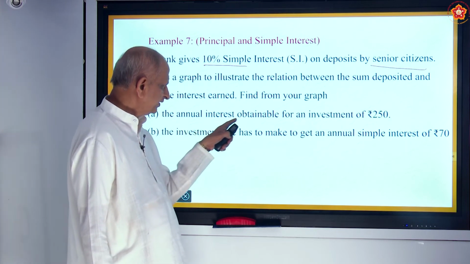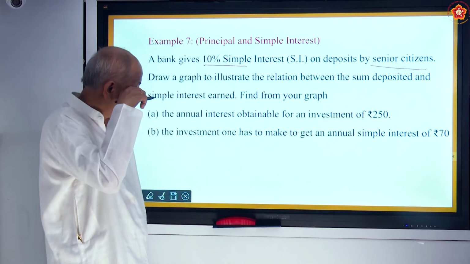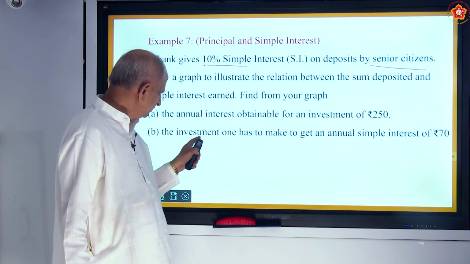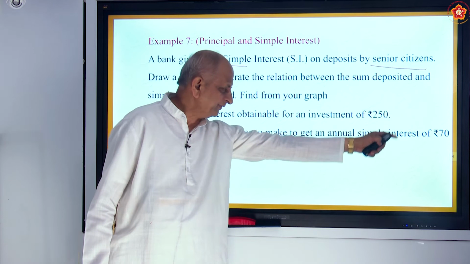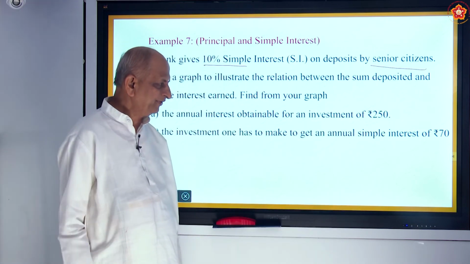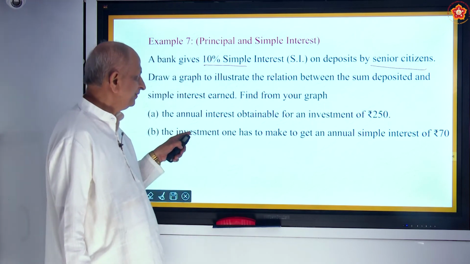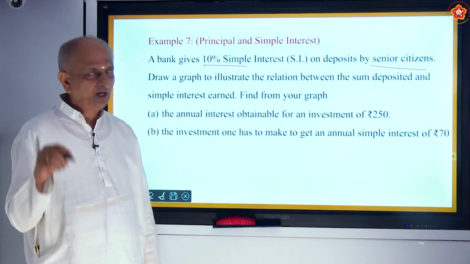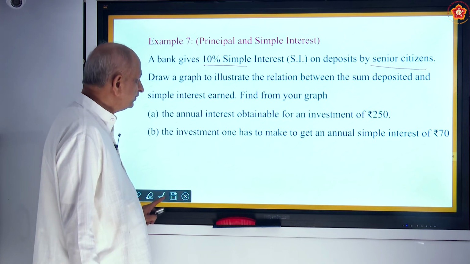Lastly, you must answer these two questions. The annual interest obtainable for an investment of rupees 250: for 250, what is the interest? And the investment, that means the principal, to get an interest of 70 rupees: how much should the principal be? So these are the two questions to be answered after drawing the graph. Now comes how to draw the graph. You noted the question?